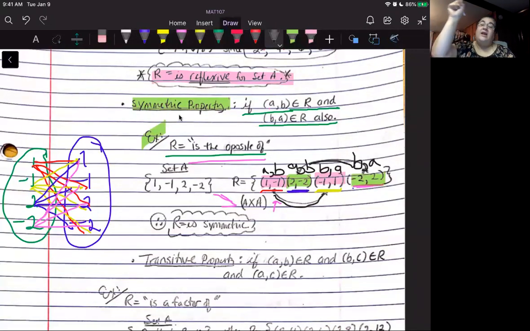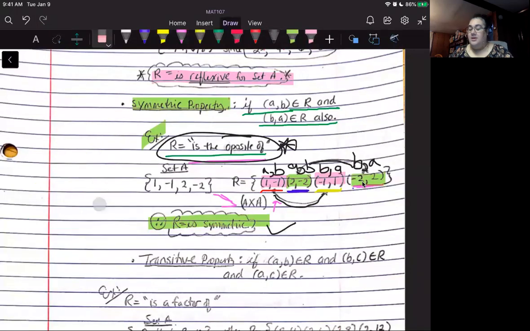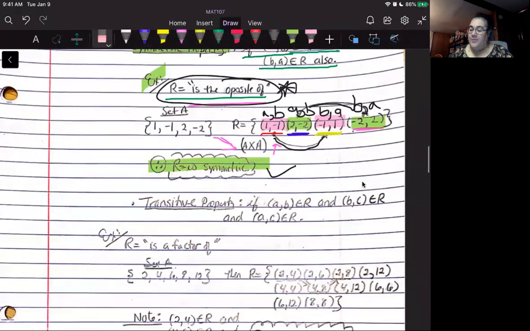Reflexive means that the relationship goes in and on into itself. Symmetric means that we have the flip-flop happening here, the AB to the BA, the AB to the BA. Okay, so therefore this relation would be termed as a symmetric relation. The relation again that we're talking about is this one right here, is the opposite of. This relationship is indeed symmetric. Okay?